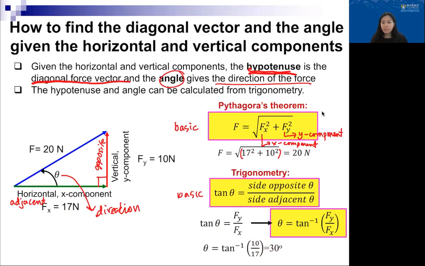Are there any questions, or are we okay so far? Can we follow? What we did here is, when you have the horizontal and vertical components, you can get the diagonal vector by using Pythagoras theorem, and you can get the direction by getting the inverse tangent of the vertical component divided by the horizontal component.